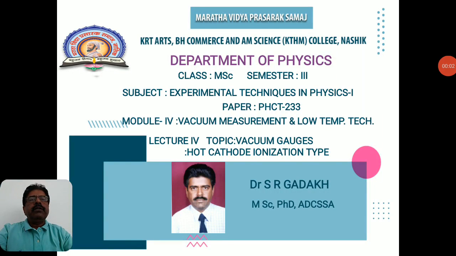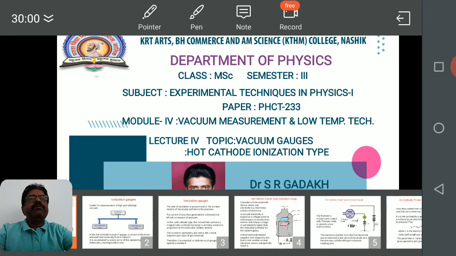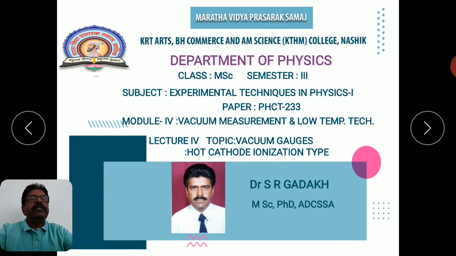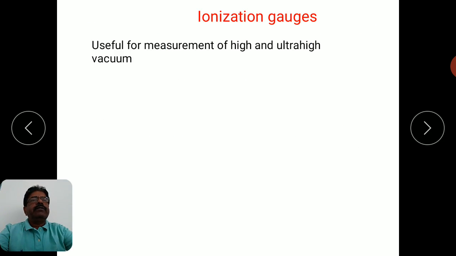Hello students, in the last video I have explained cold cathode type of ionization gauge. Today I am going to explain a totally different type of ionization gauge, and that is known as hot cathode ionization gauge. So let me first of all explain what is the basic difference between these two types of gauges. That means the cold cathode ionization gauge and the hot cathode ionization gauge.